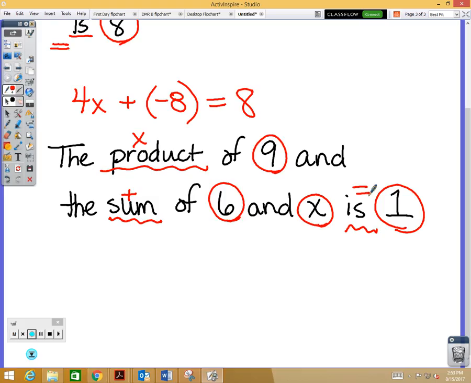What is that going to look like, though? What do I need there? Parentheses. This is going to look like distributive property. 9 times the sum of 6 and x equals 1. A lot of times if you read it with those pauses in the sentence, it helps. The product of 9 and the sum of 6 and x is 1. And again, we are not solving that today.